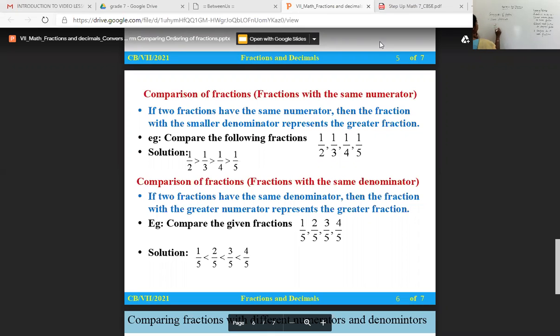2 by 5, 7 by 5, 1 by 5, 3 by 5. So these are the examples. Now when the denominators are the same, how to compare the fractions? You have to check the numerators. Based on the numerators, you can compare the fractions.